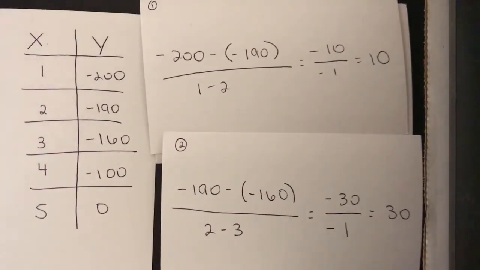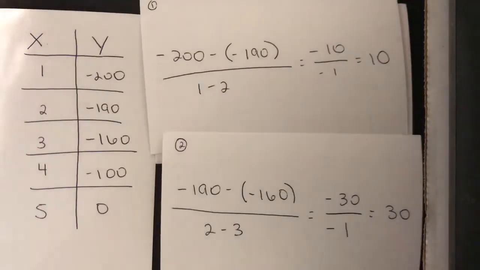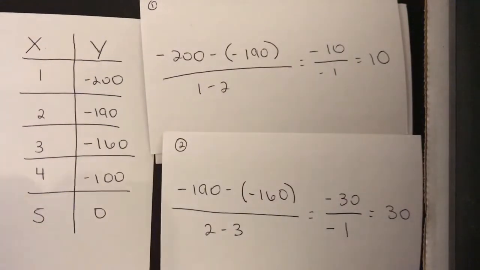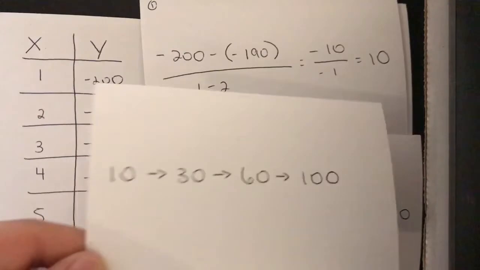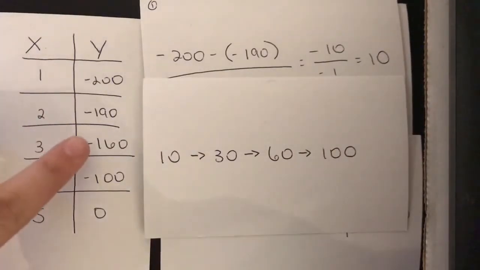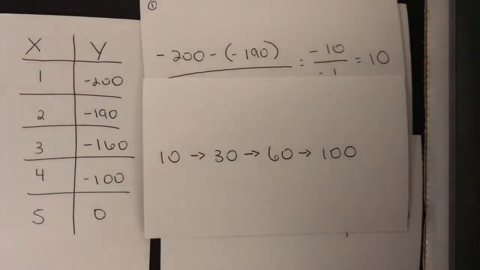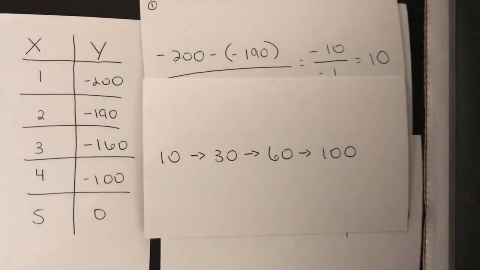Altogether, that equals 30. Now, if you look at the two, as you go across the graph, the number increases. That means that the function is concave up. And if you look further, you'll see that it goes from 10 to 30 to 60 and then to 100 as it increases more, determining that the function is concave up.